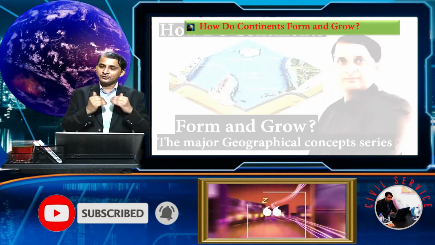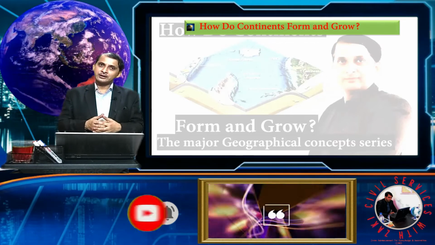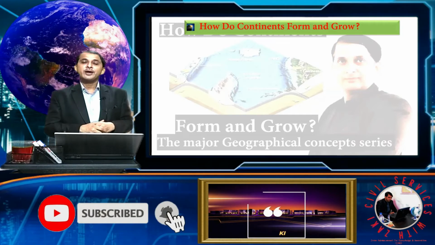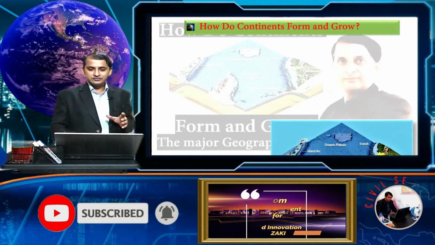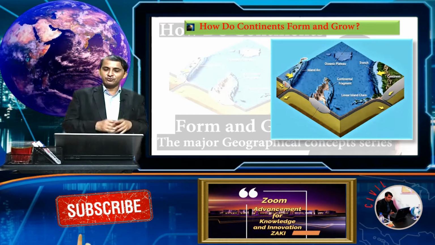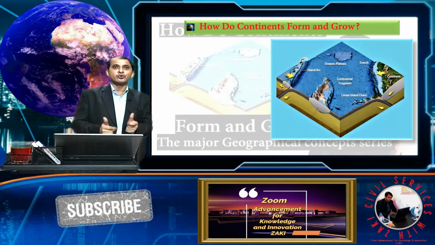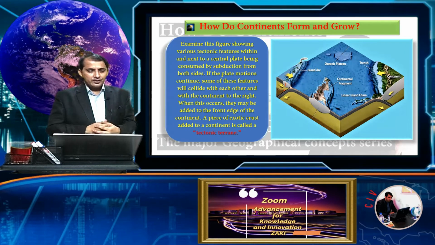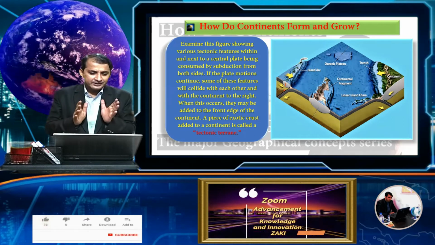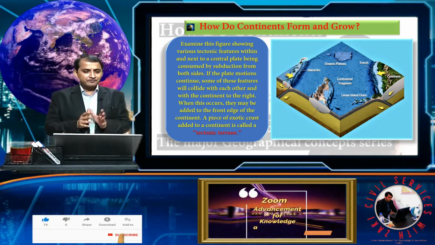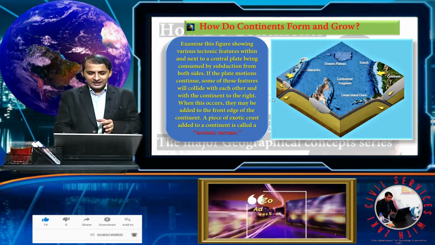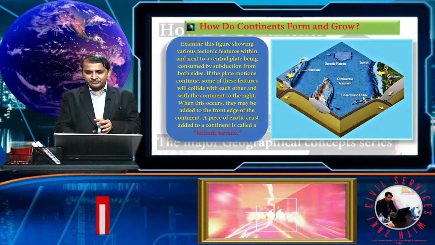The basic topic of today's major geographical concept series: how do continents form and grow? See this picture, this graphic is very significant to understand how continents grow. Examine this figure showing various tectonic features next to the central plate being consumed by subduction from both sides. This side is called a subduction zone, and this side is also a subduction zone.